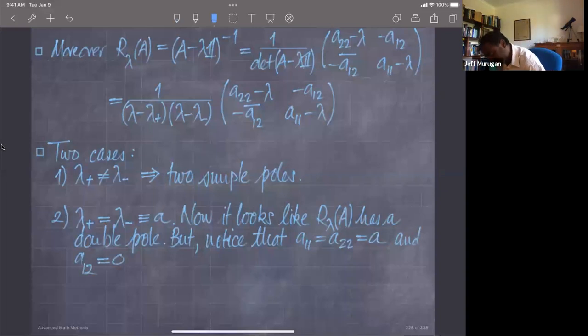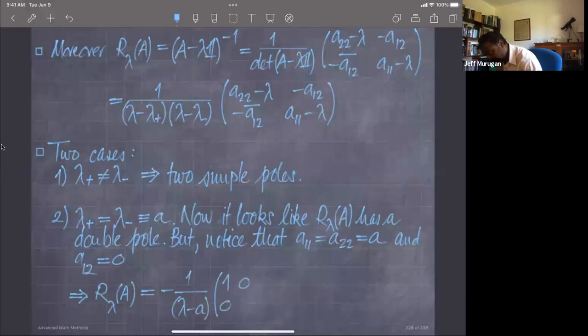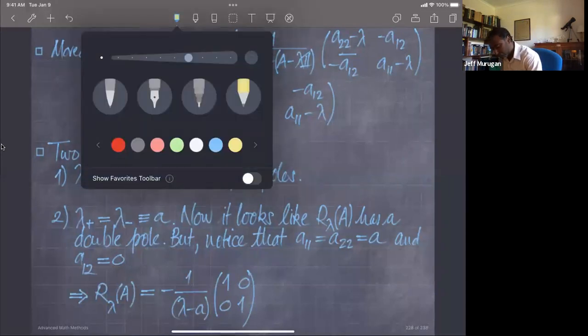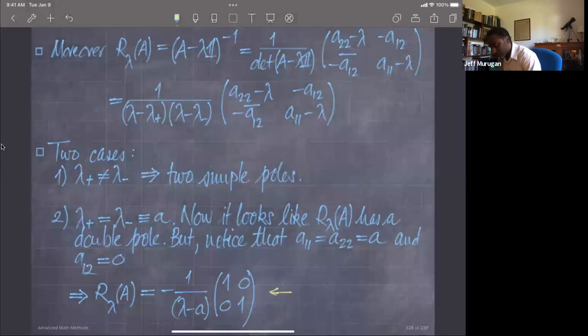So this means that the resolvent R lambda of A is equal to minus 1 over lambda minus a times the identity matrix, the 2 by 2 identity, because there's precisely one factor of lambda minus a that will cancel out. And again, the moral of the story is we have a simple pole.